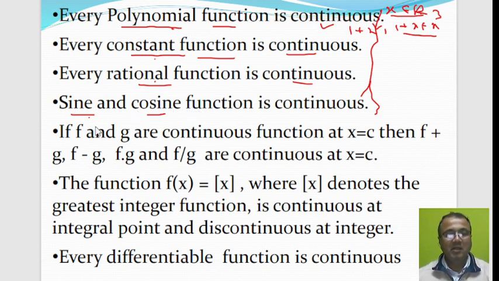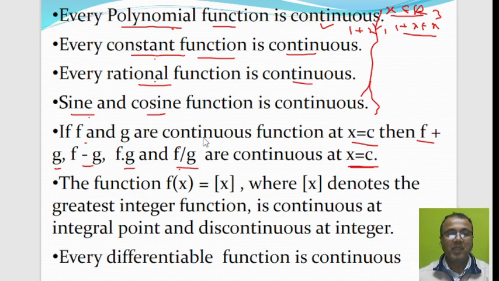Now there are some more properties of continuous functions. If f and g are continuous at the point c, then their sum f plus g is also continuous, their difference is also continuous, their product is also continuous, and also f by g is continuous at the point x equal to c.